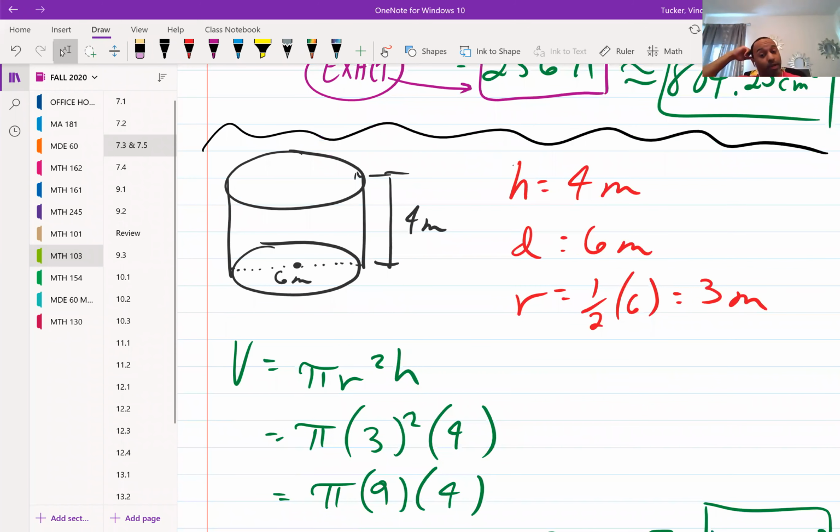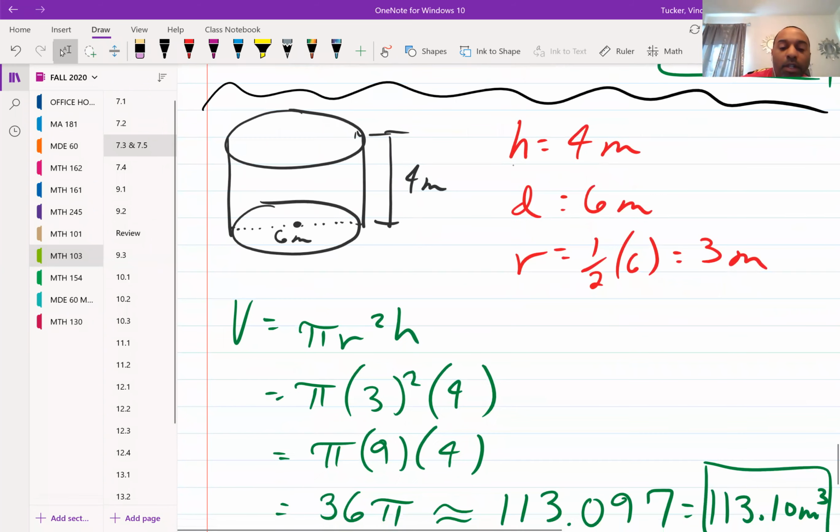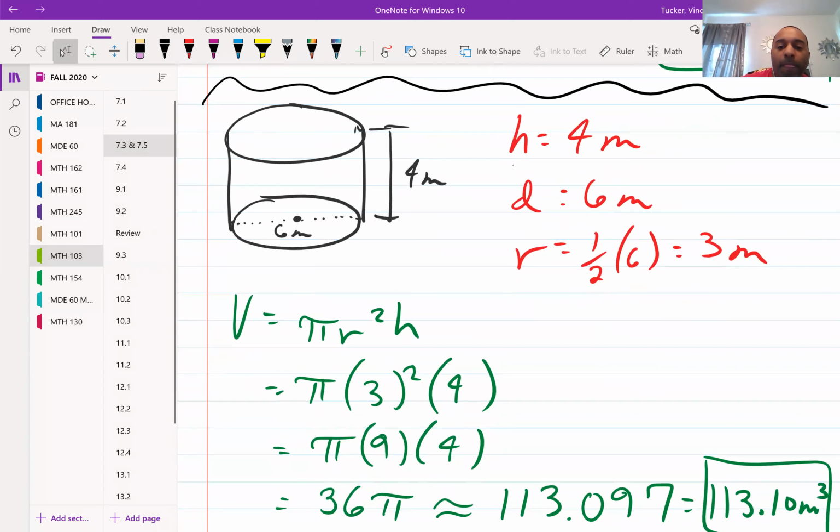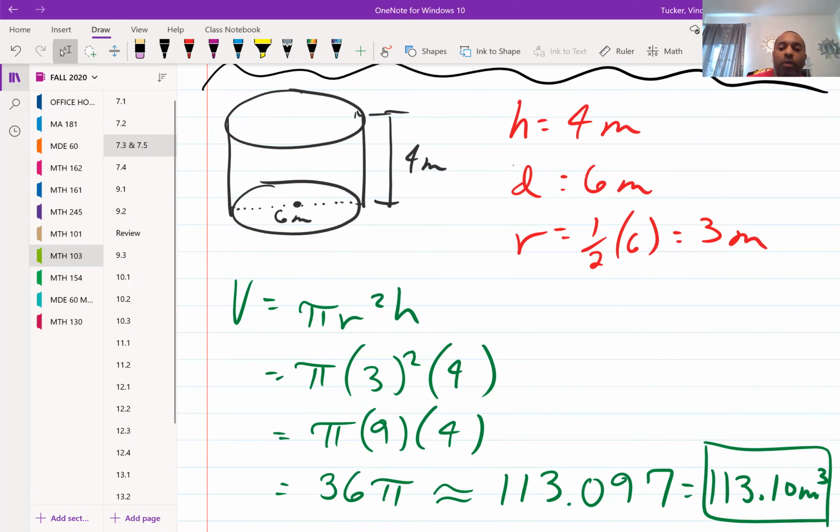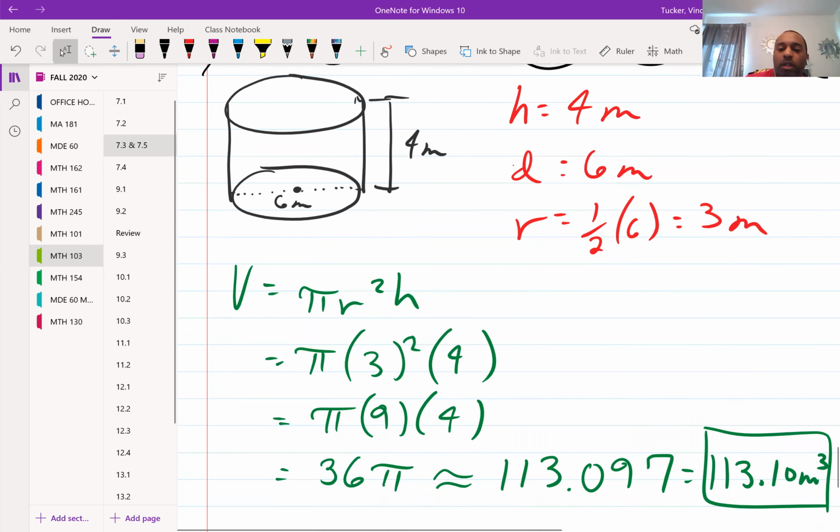So plug in 3 for R and 4 for H. 3 squared is 9. So that's 9 times 4, which is 36. And then that'd be 36 pi. And 36 times pi is 113.097. And it just depends on what decimal places they want you to round to.